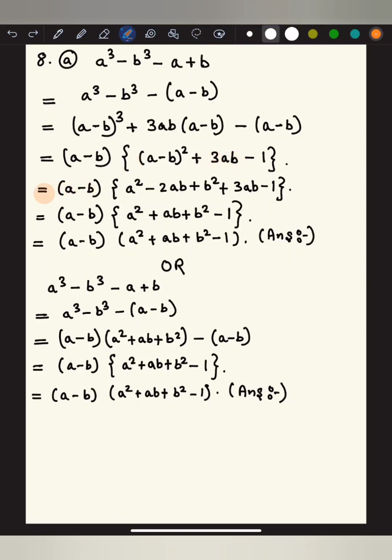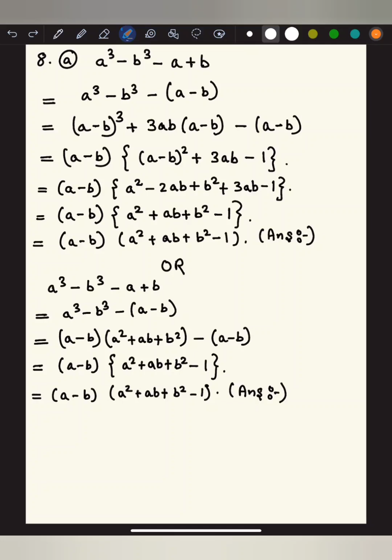So a minus b into (a minus b) whole square, which is a square minus 2ab plus b square, plus 3ab minus 1. So a square, minus 2ab plus 3ab means plus ab, so a square plus ab plus b square minus 1, which comes to be (a minus b) into (a square plus ab plus b square minus 1).